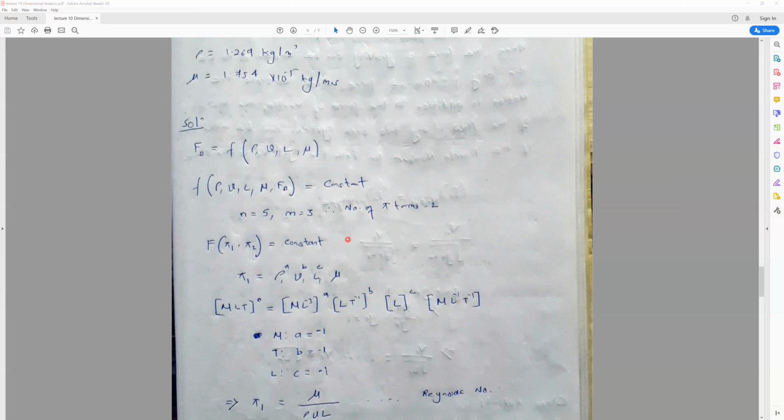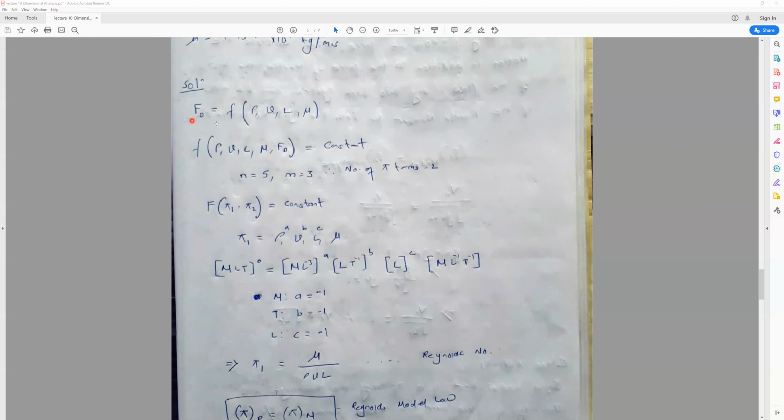But for the purpose of this question, let's understand beyond this. First, let's try to establish that the Reynolds number actually holds for this situation. For this, we have to do the dimensional analysis, and I'm pretty sure one of the pi terms will be the Reynolds number. Let's check it out.